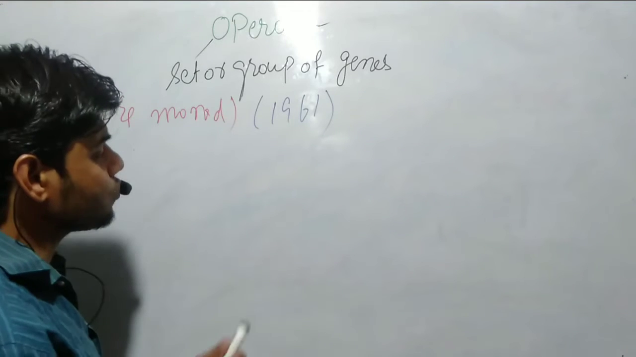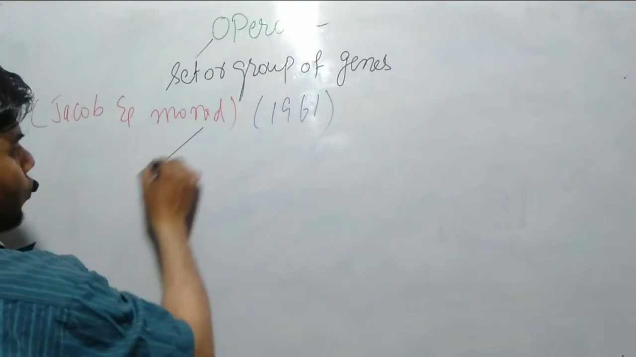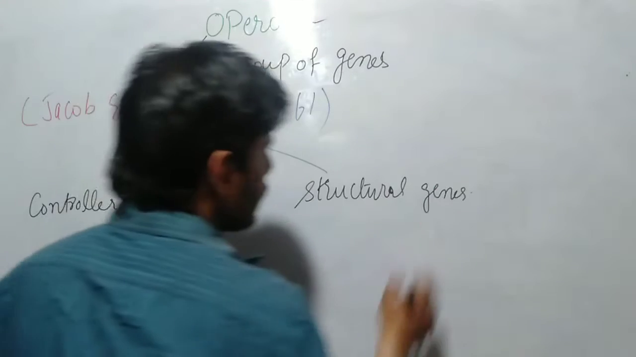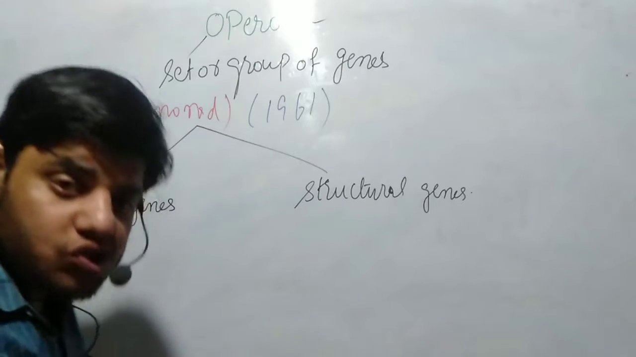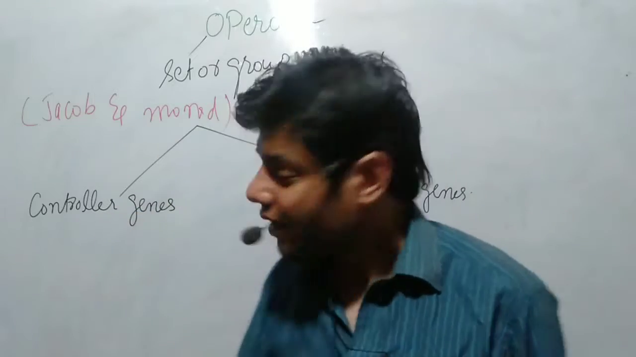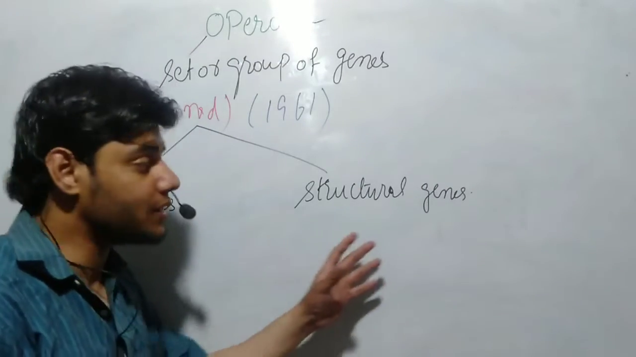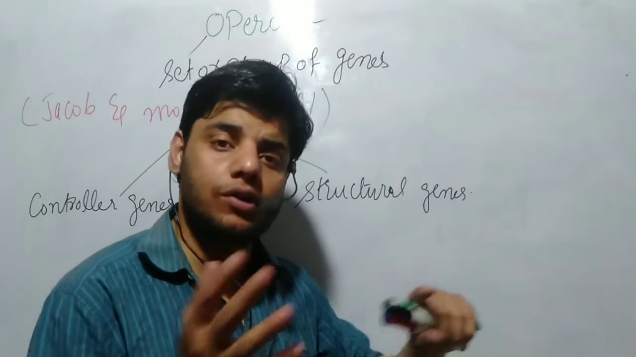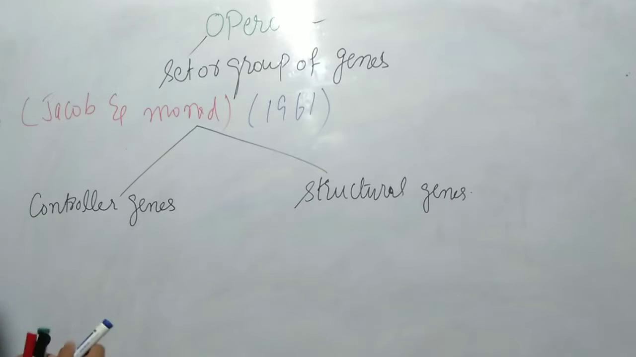Now, to explain this operon, let's suppose it contains two most important things. One we call controller genes, and the other we call structural genes. These are the genes present in the operon. The controller genes do not have a coding sequence for the production of protein or the product. But the structural genes have a coding sequence, with information through which we get the product. The product could be mRNA or protein.